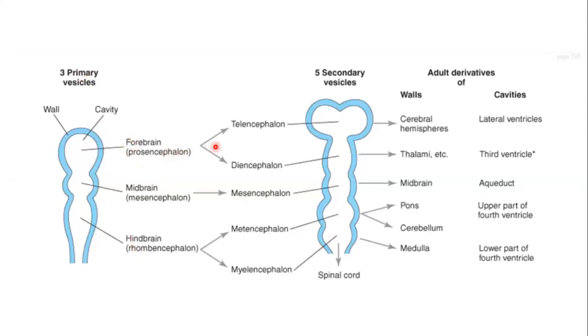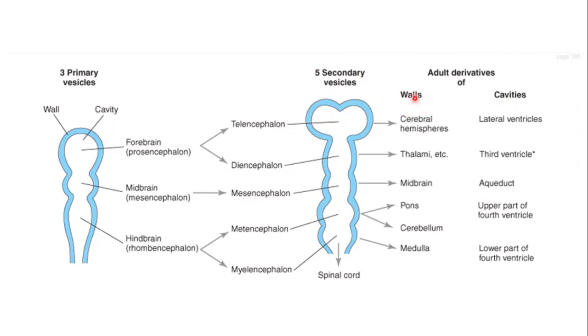These are the derivatives. From the forebrain come the telencephalon and the diencephalon, so the forebrain forms two secondary vesicles. From the mesencephalon, the midbrain forms only one secondary vesicle. And from the hindbrain, two secondary vesicles are formed. So there is a total of 5 secondary vesicles. And from these, the adult derivatives come from the walls, and these are the cavities.